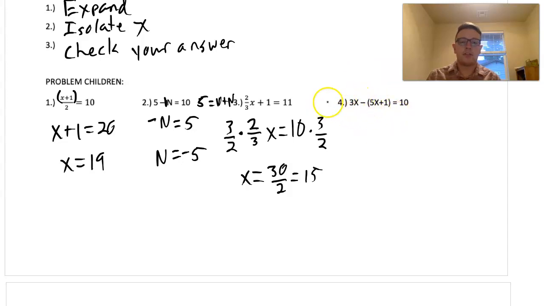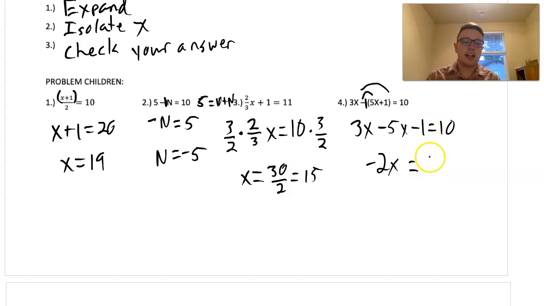Okay, for this one, what's the tricky part here? It's this minus sign. We need to remember that minus sign is like a negative 1, so we're going to have to distribute that into everything. That's what I mean when I say expand. So this becomes 3x minus 5x minus 1 is equal to 10. From here, it's pretty simple. We can combine those like terms, and we can add the 1 to the other side, so we get negative 2x is equal to 11, or x is equal to negative 11 over 2.